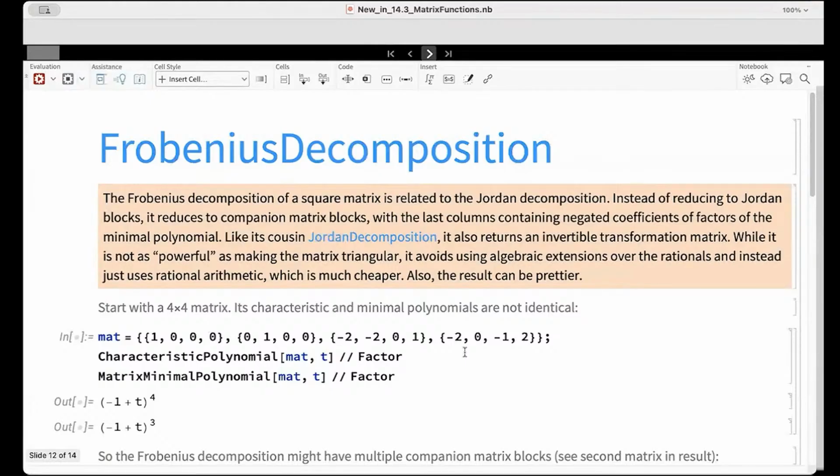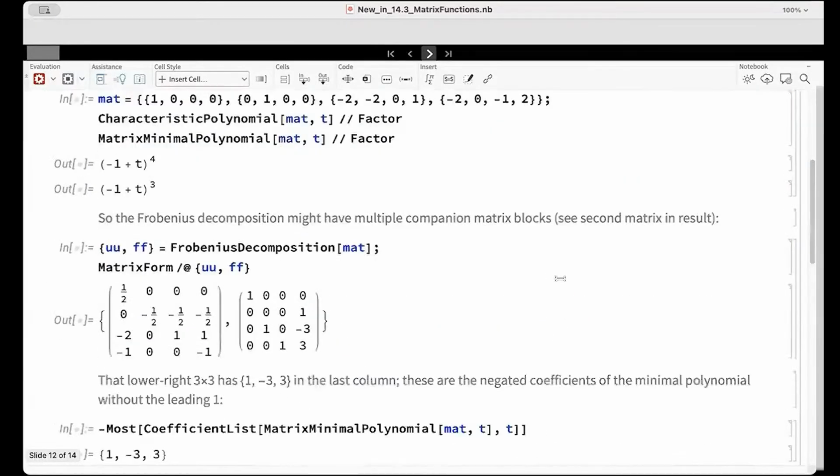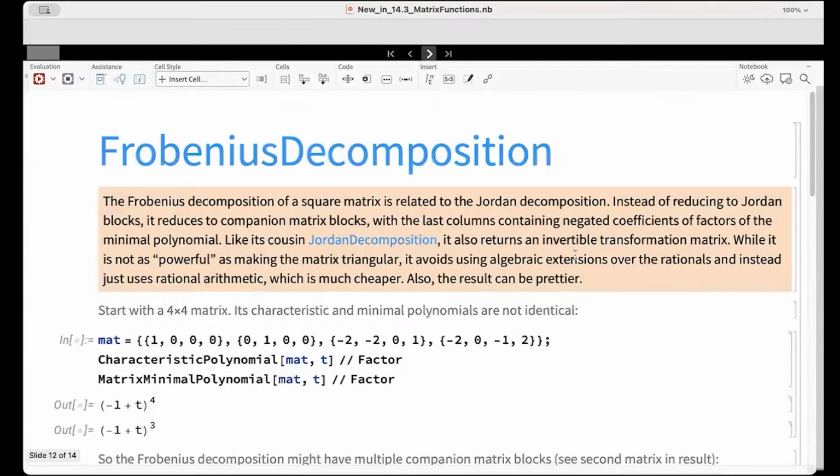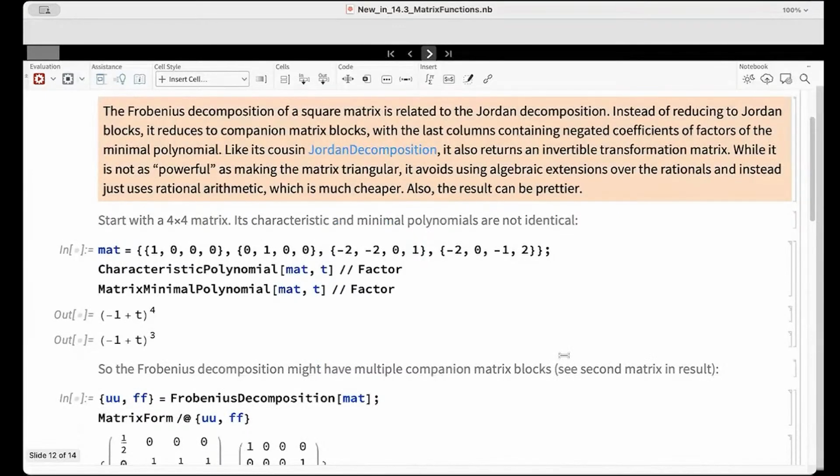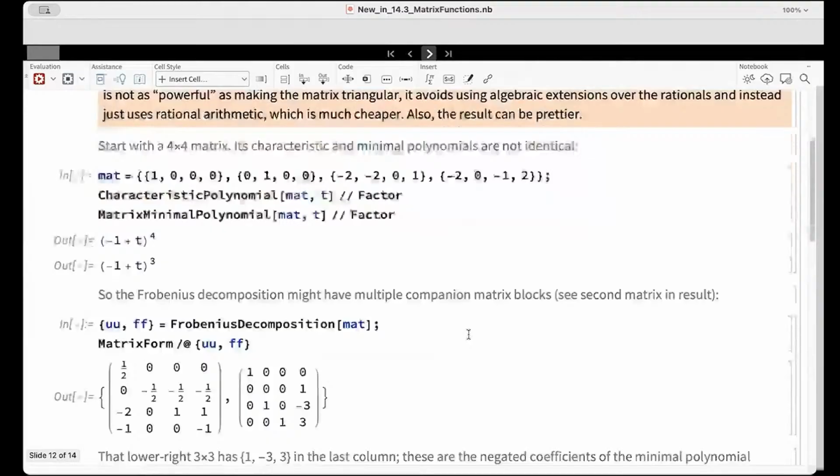What is this? It's like the Jordan decomposition, as I said earlier, and it does return a transformation matrix and a Frobenius normal form, which is a block diagonal matrix. And those blocks are comprised of companion matrices, as I mentioned somewhat earlier. And these companion matrices are related to both minimal and characteristic polynomials, and I won't go into the details there, but it's convenient.